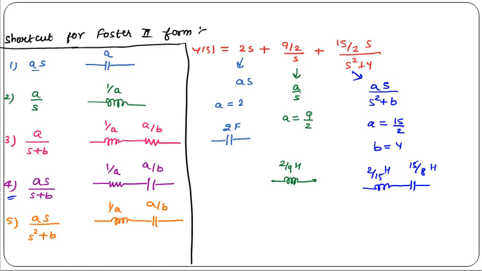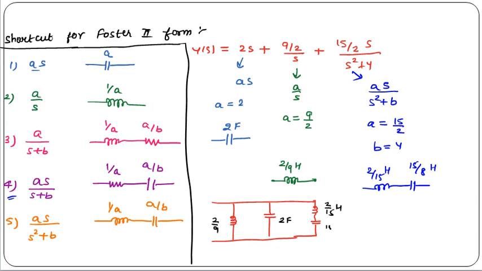So now we can draw the circuit. As this is Foster's second form, we have to connect the elements in parallel. So L0 first inductor, then we have capacitor, then we have series combination of inductor and capacitor. Okay, so this is L1 and this is C1. So we can write the values. Inductor value we have obtained as 2 by 9, this is 2 farad, and this is inductor again, this is 2 by 15 Henry, and this is 15 by 8. Okay, this unit will be farad.